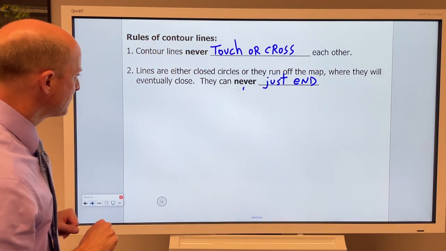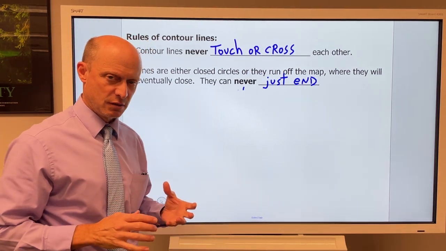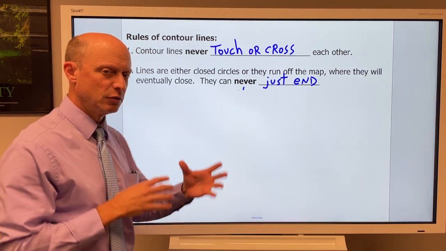I'll get to that in a second. And lines are either closed circles or run off the map. They can never just end. Okay? You never just end, and that's something you learn as you're drawing them.